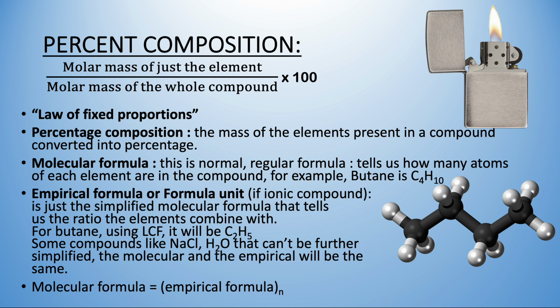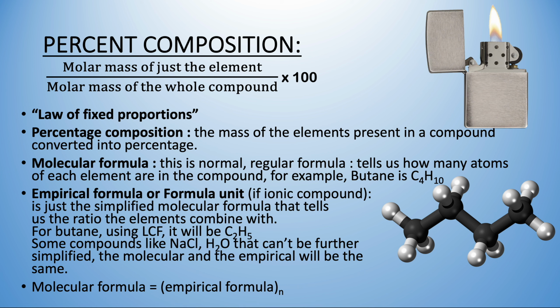Now before we talk about percent composition, I'd like to remind you guys about the law of fixed proportions. This means that there should always be double the amount of hydrogen in water in order for it to be water. If it's not H2O, if it's not a 2-to-1 ratio between hydrogen and oxygen, it's not going to make water. So this is the law of fixed proportions. You don't have to know this, but you should know the purpose behind it.